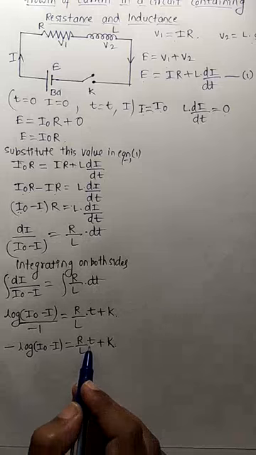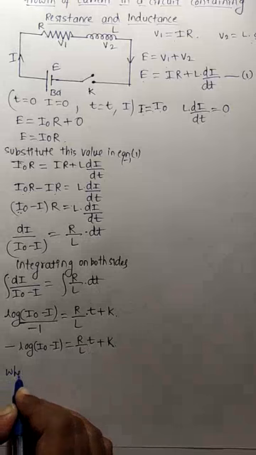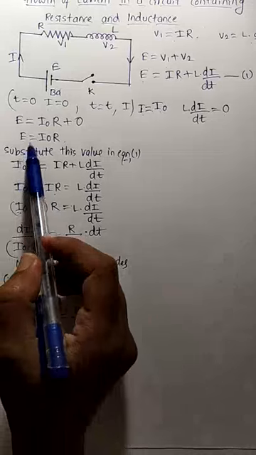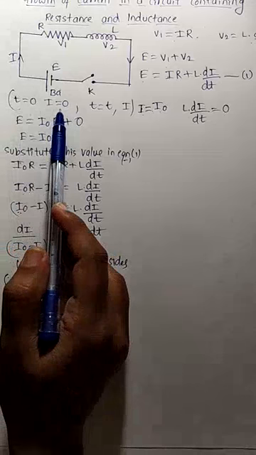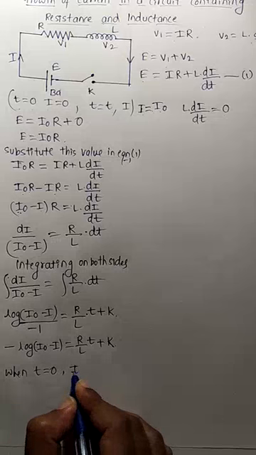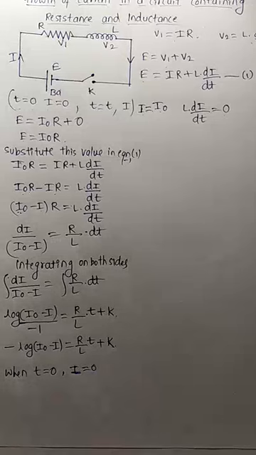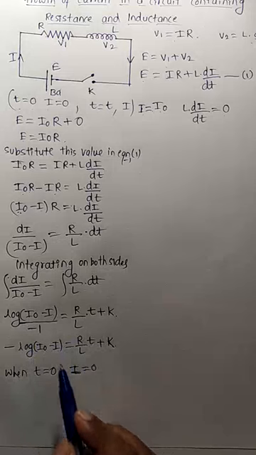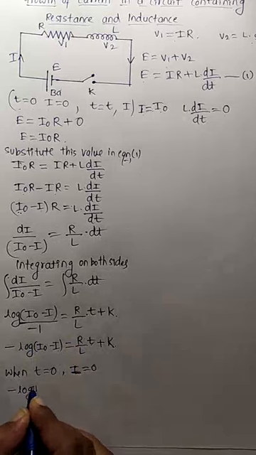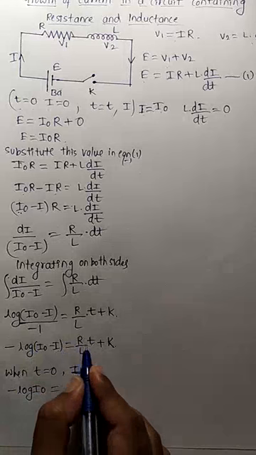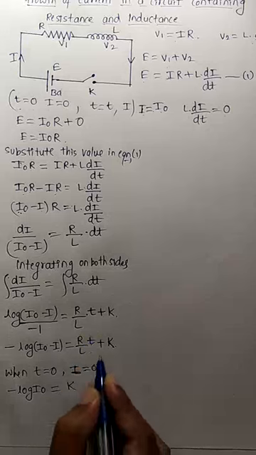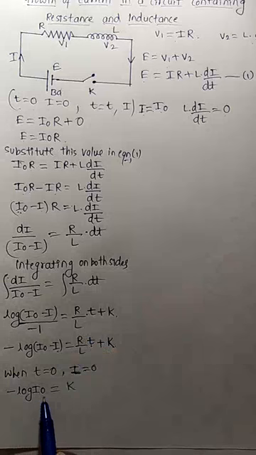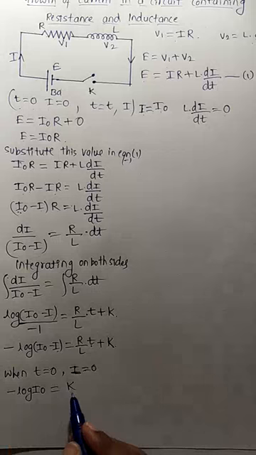Now I want to find this constant term, the k value. So I will substitute t equal to 0, when time is 0. As I already said, when time is 0, what is the current in the circuit? It is 0. So when t is equal to 0, I is equal to 0. Now substitute these two values, t and I. So this equation becomes minus log I naught, because I becomes 0, is equal to k, because the whole right term becomes 0, as t is 0. So we get minus log I naught is equal to k. Now we got the k value.